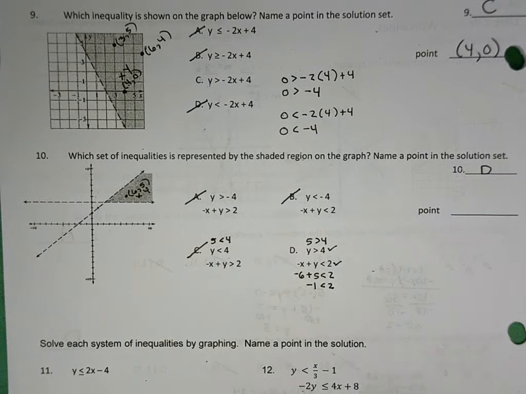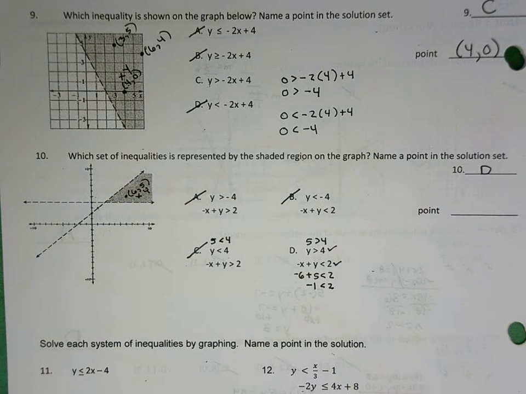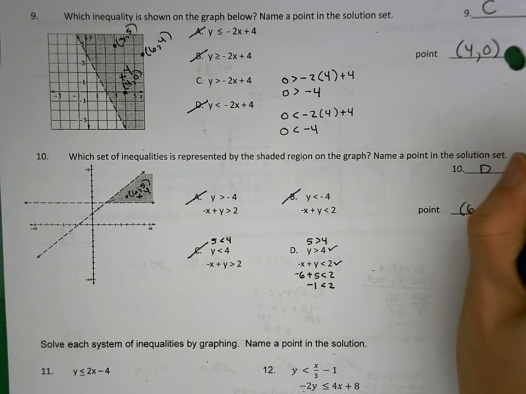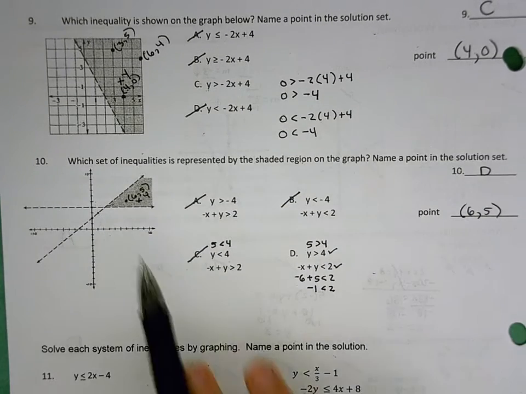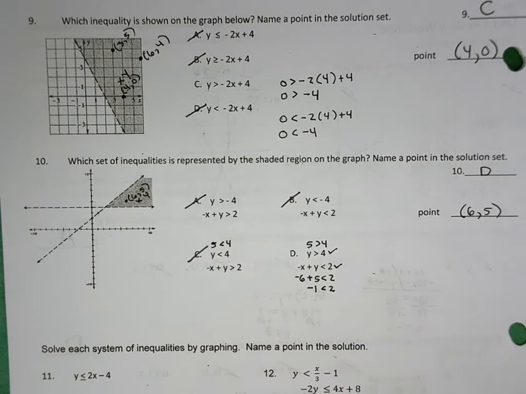set, which is our last set of instructions here. Again, you can pick any point in that shaded region. I'm going to go ahead and pick the one that I used to test. But again, any point works. I could pick 7, 5, for example, or 8, 5, or 9, 5, or 9, 6, right? Any point in that solution set.